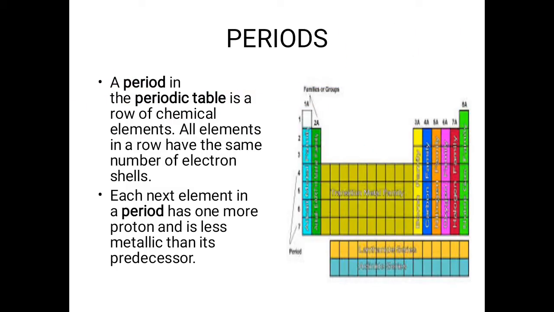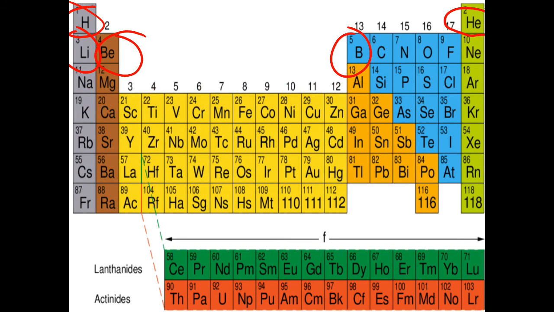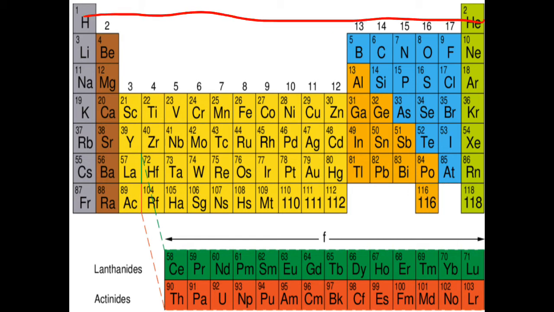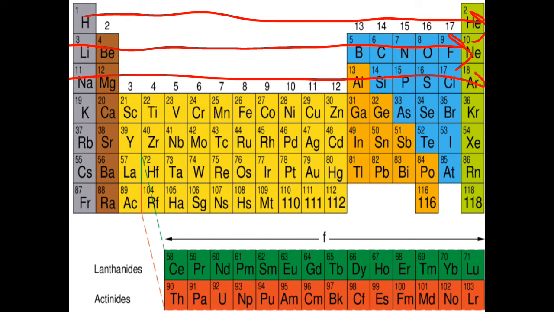Now we see periods. A period in a periodic table is a term which defines a row of chemical elements, and all elements in the row have the same number of electron shells, and each next element in the period has one more proton in its nucleus. When I move in the first row, it is the first period. The second row is the second period. The third row is the third period.